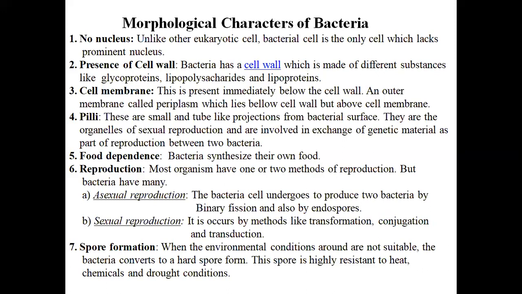So the spores are highly resistant to heat and chemicals. If any heavy temperature or chemicals come in contact with the spore, there should not be any adverse change in the genetical behavior of that particular spore. So from the spore there is further development of the bacteria, maybe in the next season. So this is a special character in the bacteria which is found unique, that is known as spore formation.